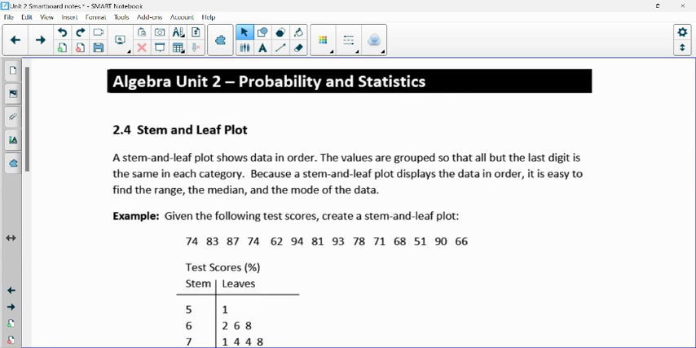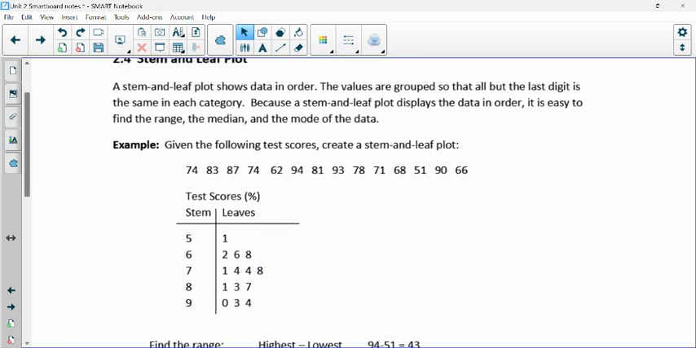Okay, for stem and leaves, stem and leaf is just another way that you can write your data, and the data would be in order then. And so the values are grouped by all but the last digit. Okay, so the last digit is called the leaf, and then every digit before the last is called the stem.